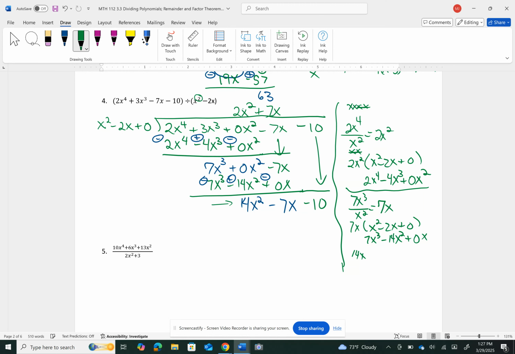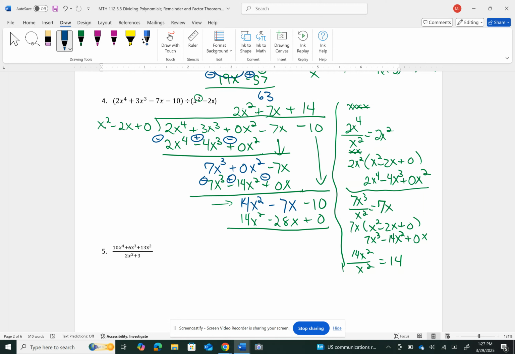So now I'm doing the 14x squared divided by x squared and getting just a 14 here. Okay. And then when I distribute that back, I would get 14x squared minus 28x plus 0.